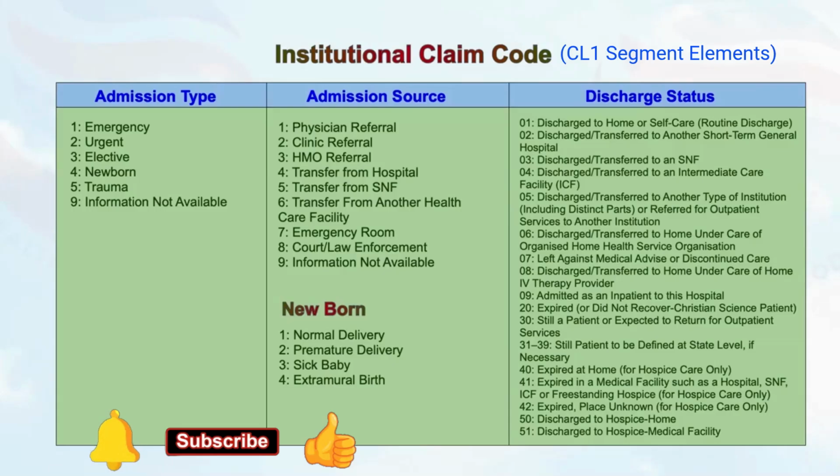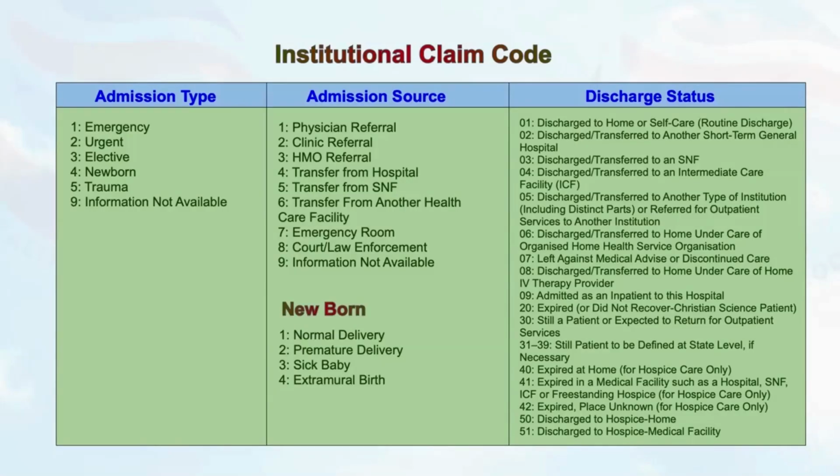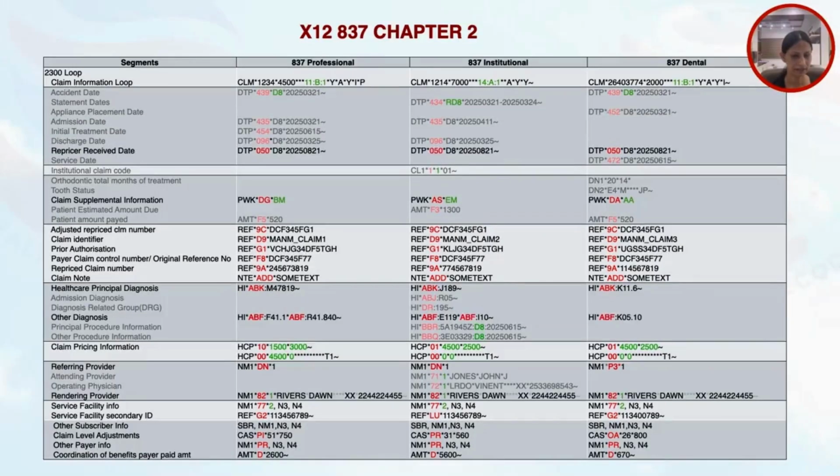So just for your reference, the codes for admission, admission source, and the discharge patient status, they all are shown here. And if admission type is 4, then the admission source options for newborn are different as compared to other patient types, as you see here. So this is just for a glance. You can check this out.